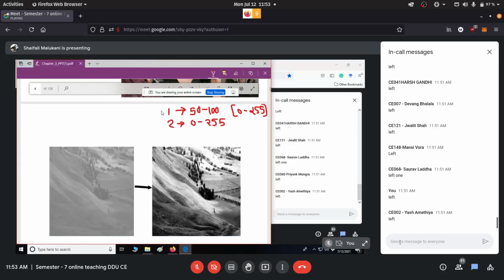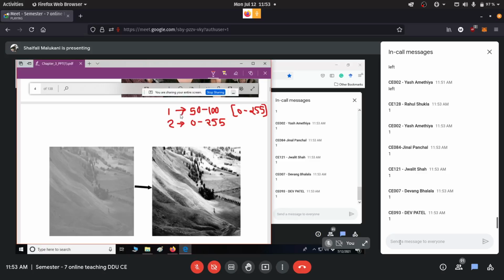Can you tell me which image, one or two, will be the low contrast image? Observe why this is low contrast, and according to that you can answer here. Yes, image one is the low contrast image.